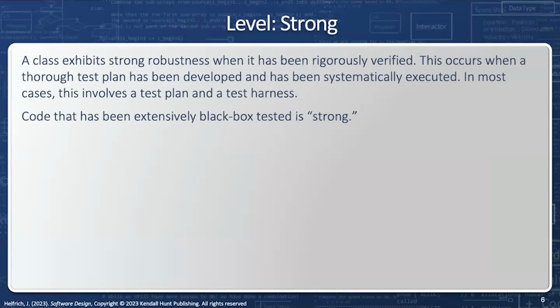The next highest level is strong. A class exhibits strong robustness when it has been rigorously verified.